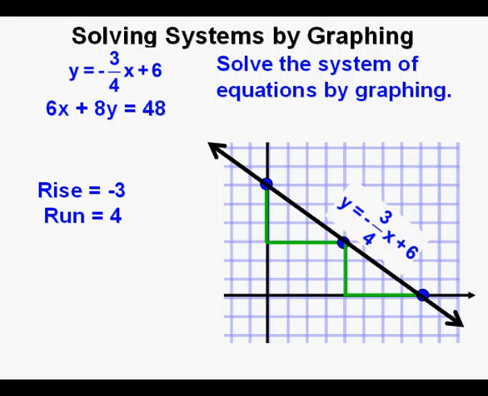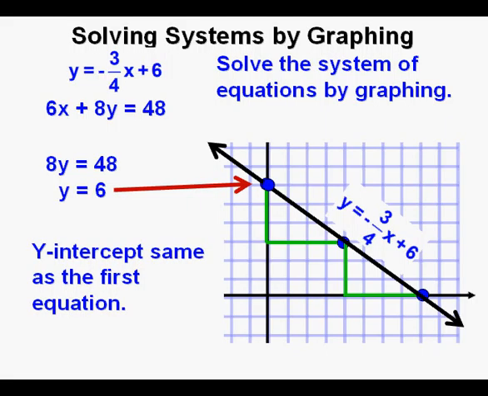For the second equation, we find the y-intercept by covering up the x term, so we have 8y equals 48. And dividing by 8, we have y equals 6, or a y-intercept of 6. And as we mark the y-intercept, we notice that it's the same as the y-intercept of the first equation.